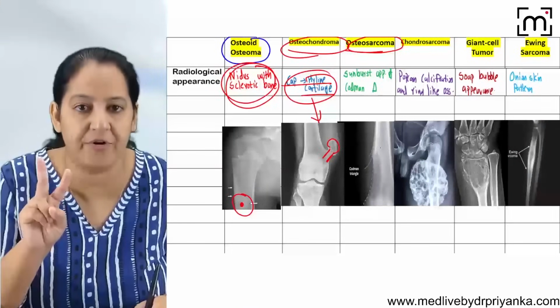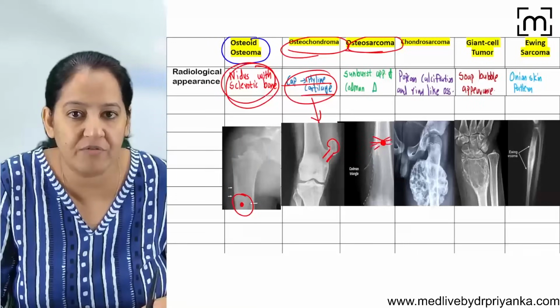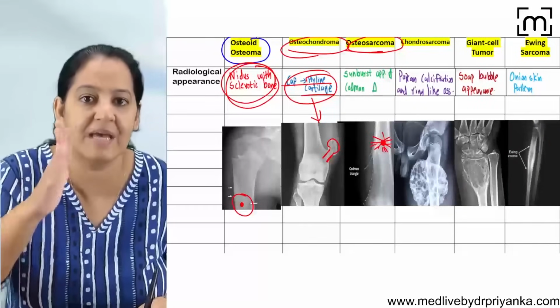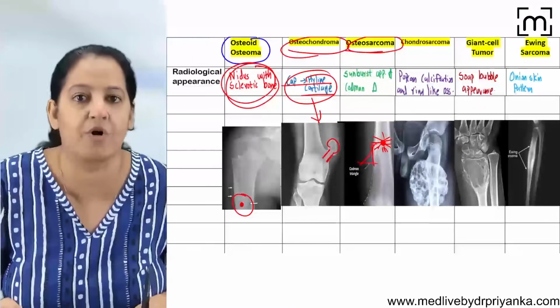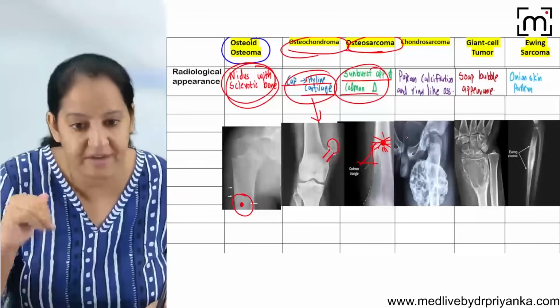Osteosarcoma has two important radiological appearances. One is sunburst appearance. The tumor spreads in the soft tissue in the form of parallel lines of mineralization, that is sunburst appearance, and it lifts the periosteum. So there is a space between cortex and periosteum, that is Codman triangle. So sunburst appearance and Codman triangle. You have to learn, you should be able to identify it.